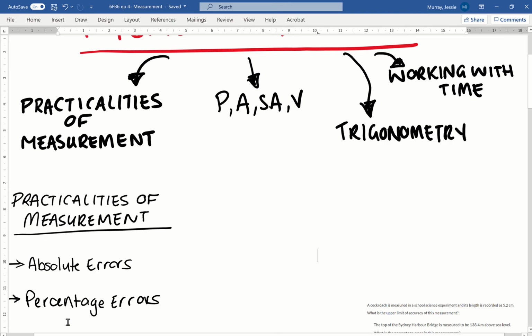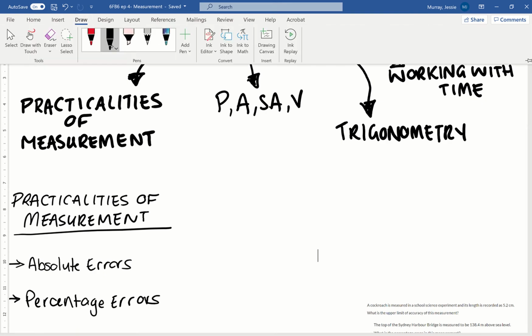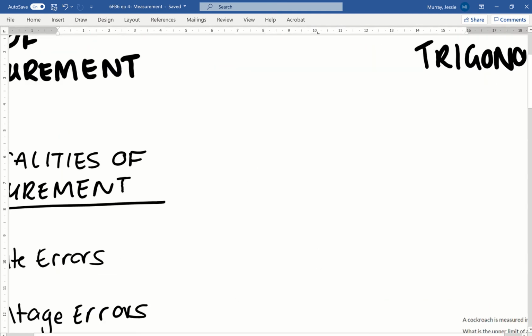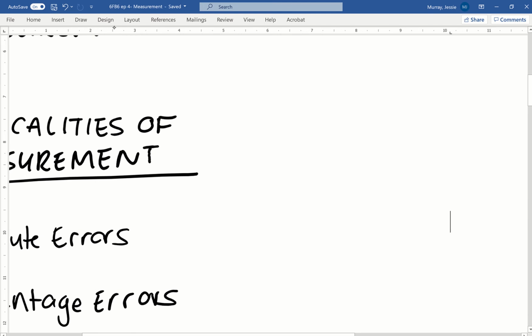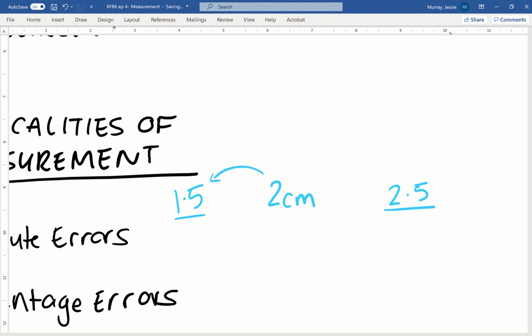The way I always explain this to someone is basically practicalities of measurement and absolute errors. They're just talking about, well, how accurate is the measurement? If I have a measurement of, let's just say 2 centimeters, okay? So what we say is that technically it could have been rounded. So it could have been up to 2.5 centimeters, not including the 2.5, or down to 1.5 centimeters, including the 1.5, because it would have all got rounded back.